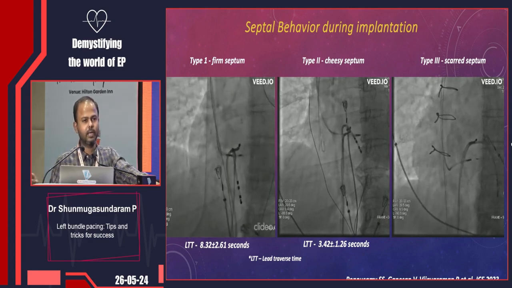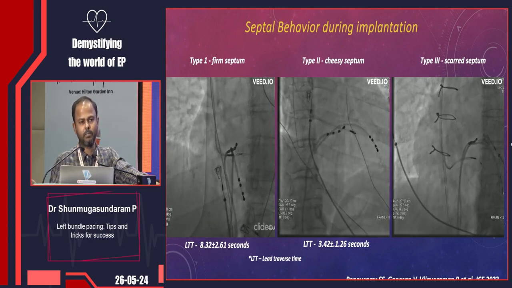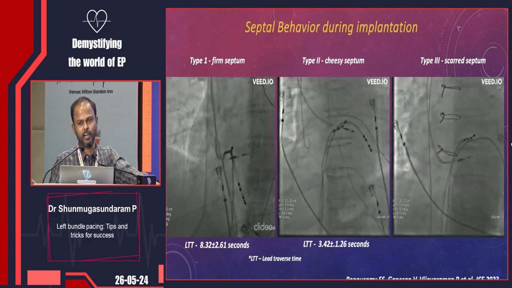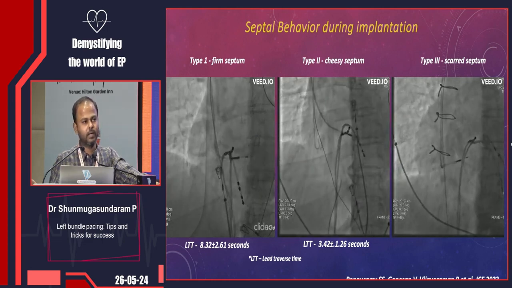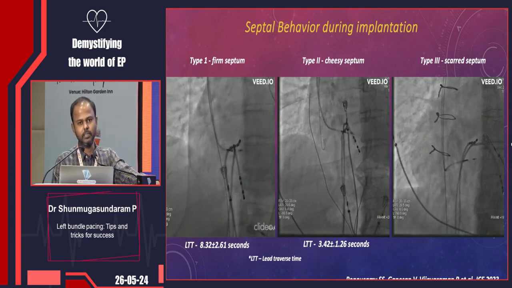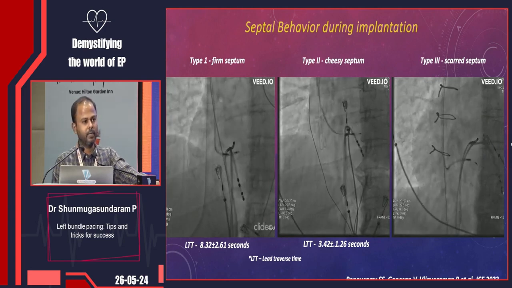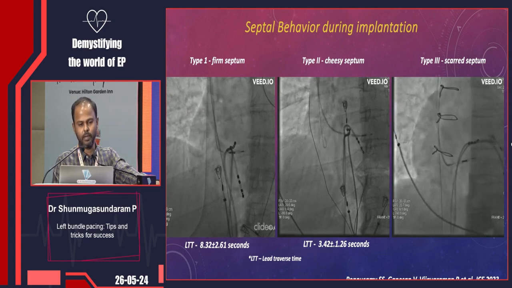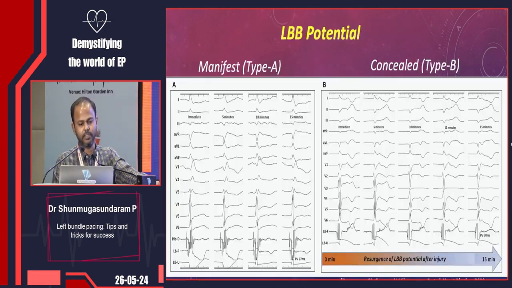The type 3 is a scarred septum, which is the most common septum which we encountered in ischemic cardiomyopathy patients. Because of scar, the septum will be totally necrosed. You will not be able to penetrate the lead inside the septum. So even if you penetrate, you may not have surviving left bundle fibers to produce synchronized activation.